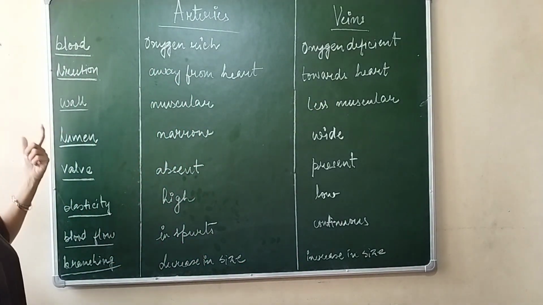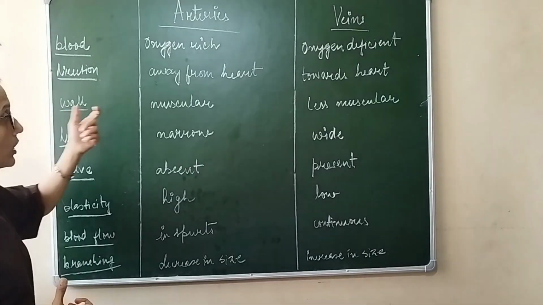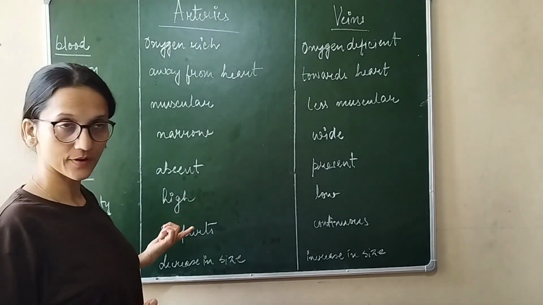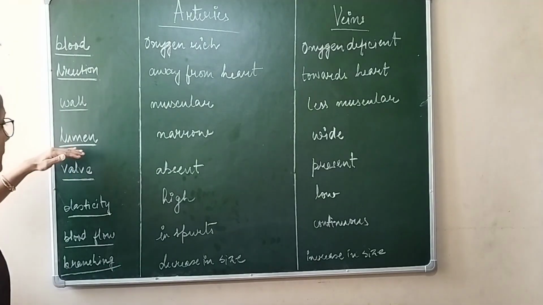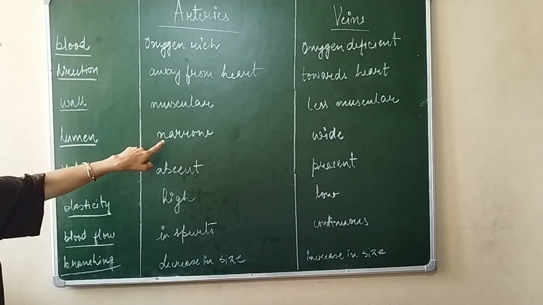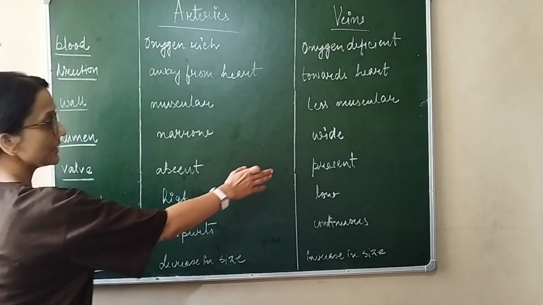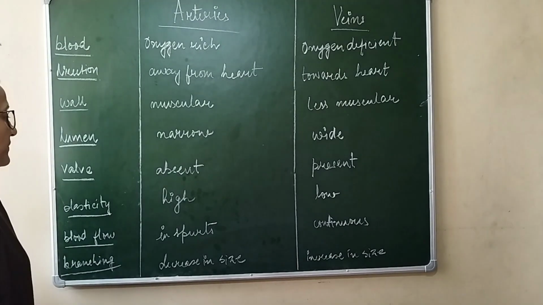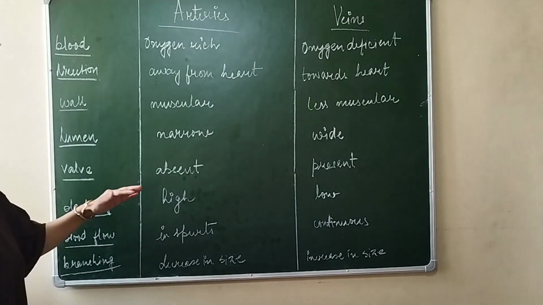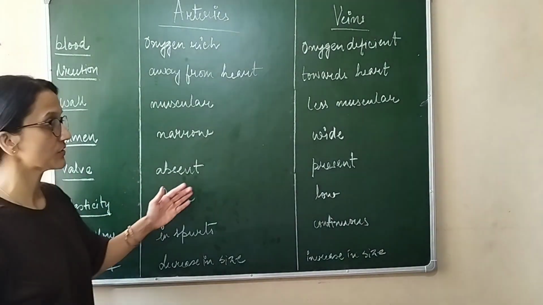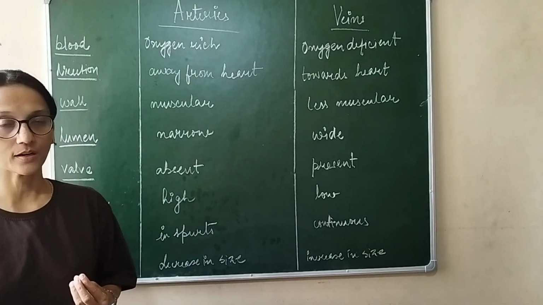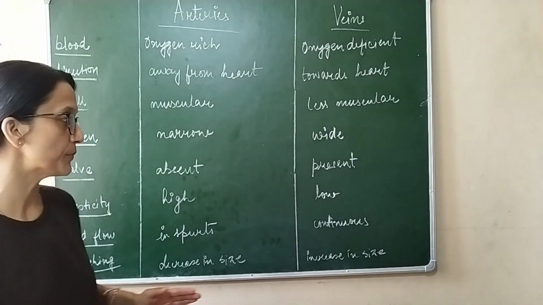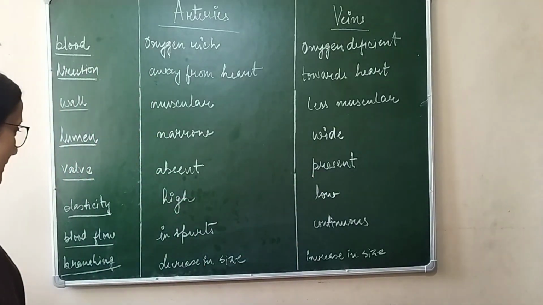Third, we'll talk about the structure, that is the wall. The wall is extremely muscular in case of arteries, but it is less muscular in veins. As a result of which the lumen in case of arteries is narrow, whereas in veins the lumen is wide. Then comes valve. Arteries do not have any valves because in case of veins, since they carry blood from the lower part of the body to the heart, they face backflow. To prevent that, they have valves present in them.